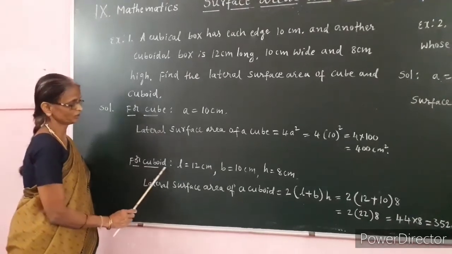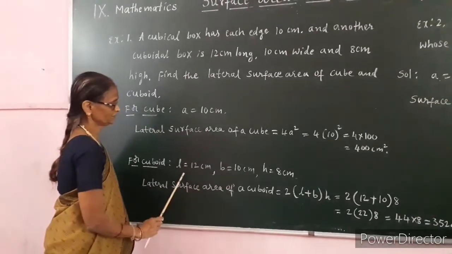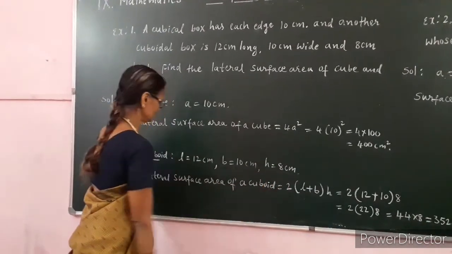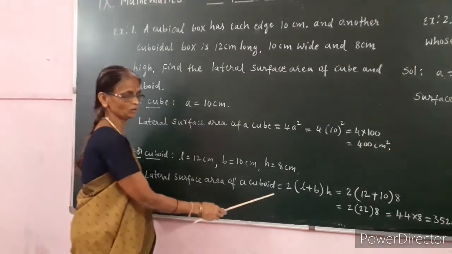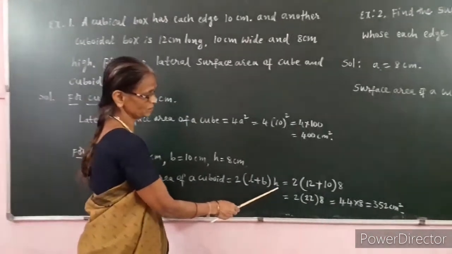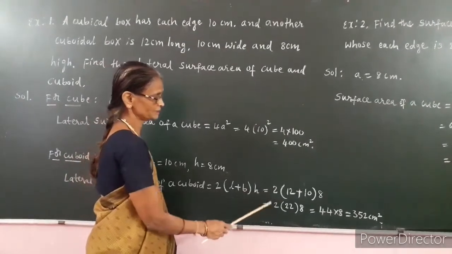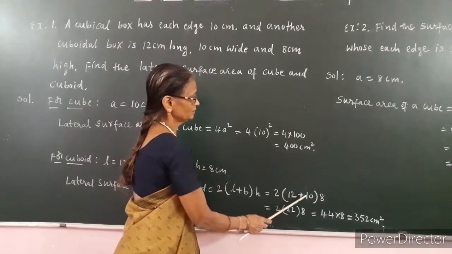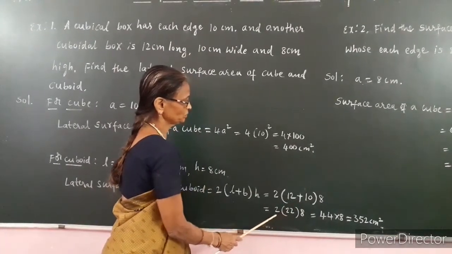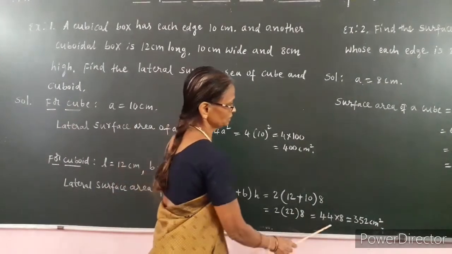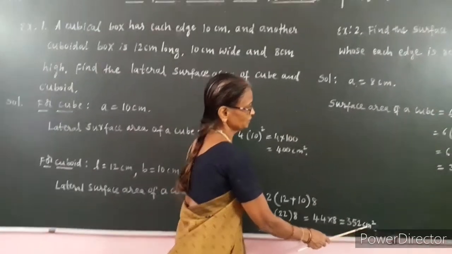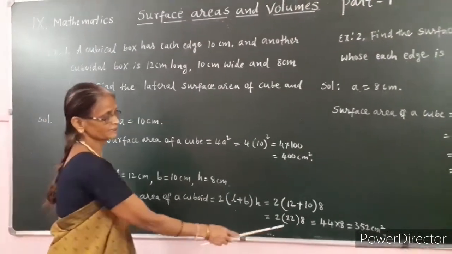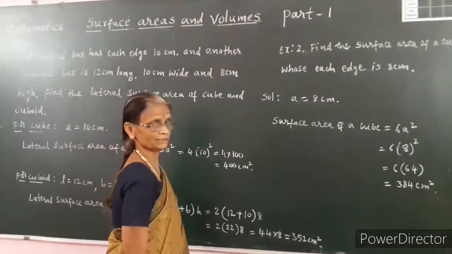For the cuboid, L, B, H are given: L equal to 12 centimeter, B equal to 10 centimeter, H equal to 8 centimeter. Lateral surface area of a cuboid equals 2 into (L plus B) into H. Substitute the values of L, B, H. It gives 2 into (12 plus 10) into 8. Simplify 12 and 10, that gives 22. 2 into 22 is 44, into 8 is 352 centimeter square. Therefore, the lateral surface area of the cuboid is 352 centimeter square.